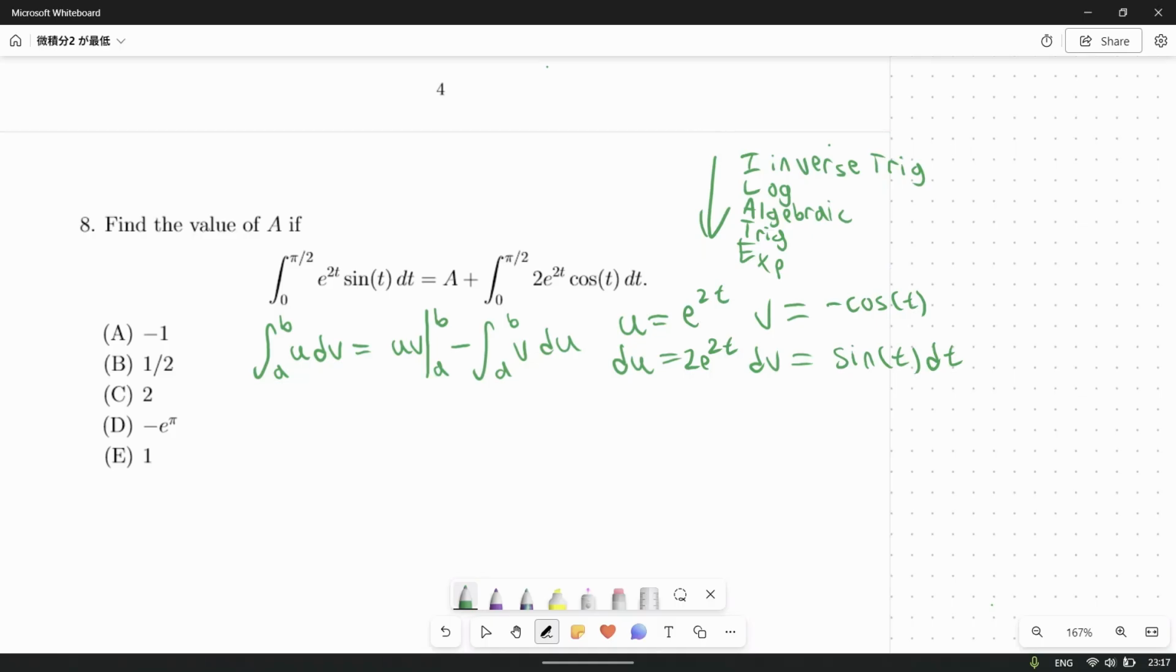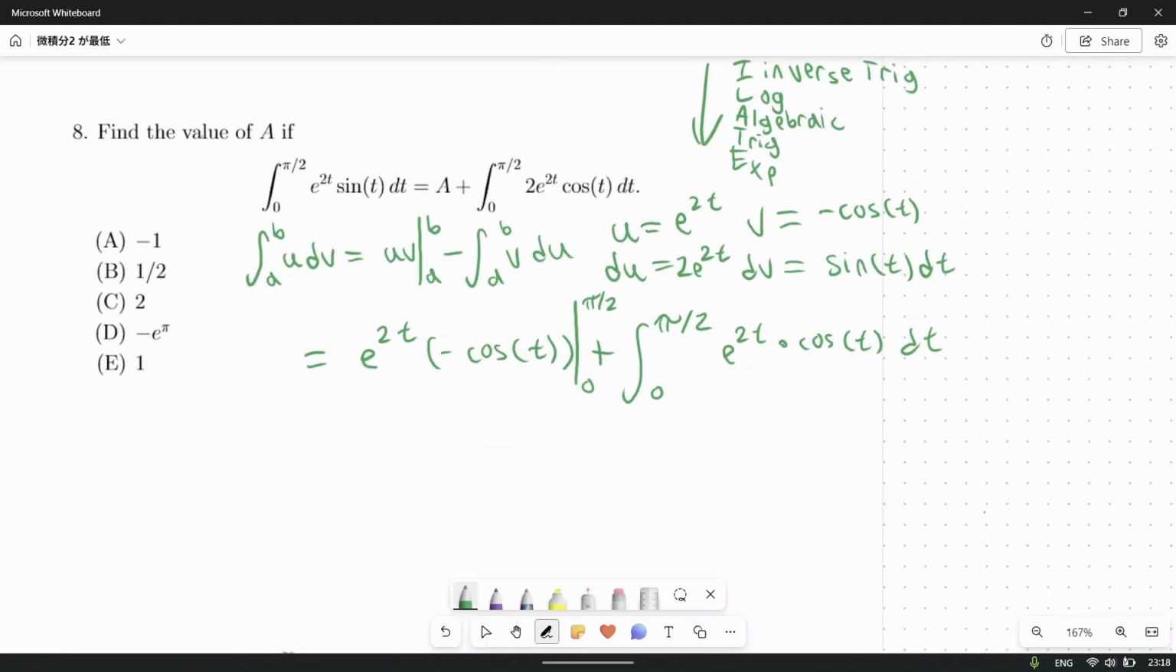And so when you plug everything in, you'll end up with something that takes the form of u times v, so that's going to be e to the 2t times negative cosine of t, plus, instead of minus, because we have a negative here, plus the integral from 0 to pi over 2 of cosine of t times 2e to the 2t dt. Let me also rearrange this so that it looks exactly like our given expression: e to the 2t times cosine of t. And don't forget, evaluating the boundaries for each uv term.